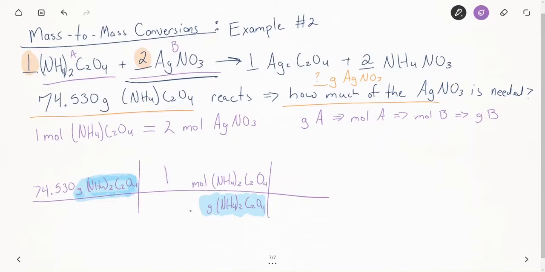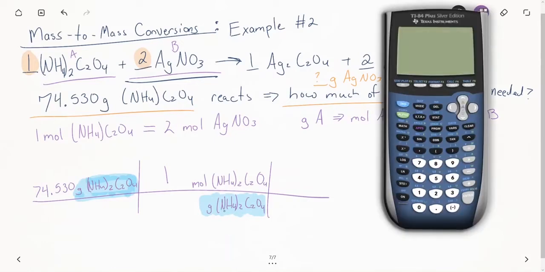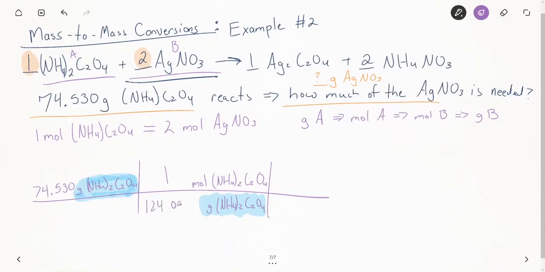For the number of grams, when I have grams and moles or moles and grams, either way, I need to find that value from our periodic table. I'm going to try and do that relatively quickly. Really what we need to do is pull up a calculator. There are 2 nitrogens, so 2 times 14.007, plus there are 8 hydrogens, 8 times 1.008, plus 2 carbons, that's 12.011, and we're going to add 4 of the oxygens, which is 15.999. Hit enter. Looks like 124.096 grams.